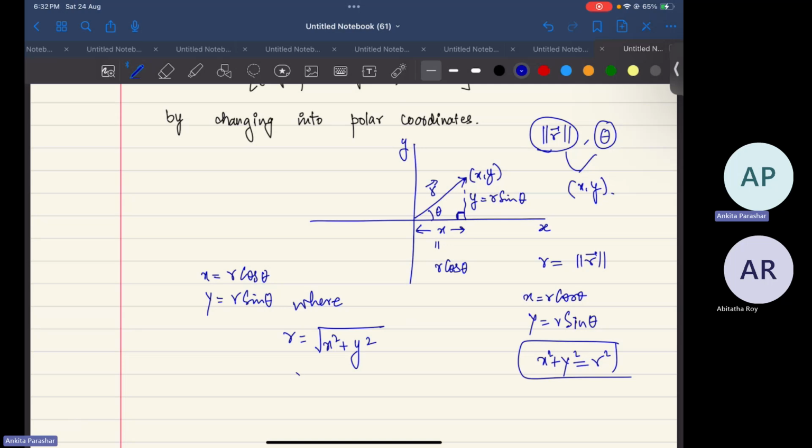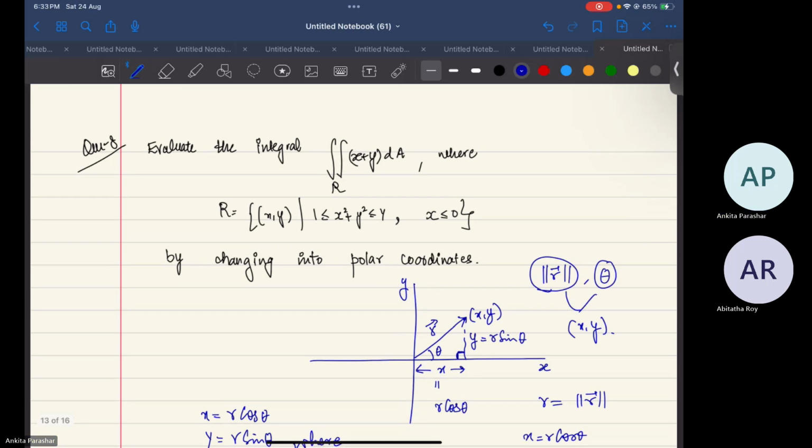And theta is simply what? Tan inverse y by x. So given x and y, I can tell you r and theta. Given r and theta, I can tell you what is x and y. So they are completely determining each other. All right, knowing all this, can we change to polar coordinates to find the integration?